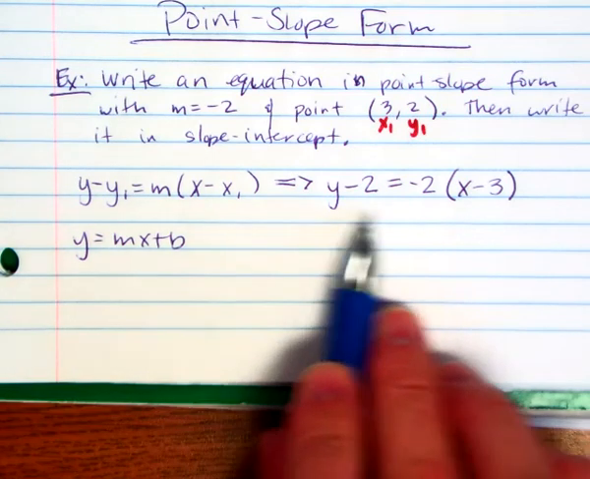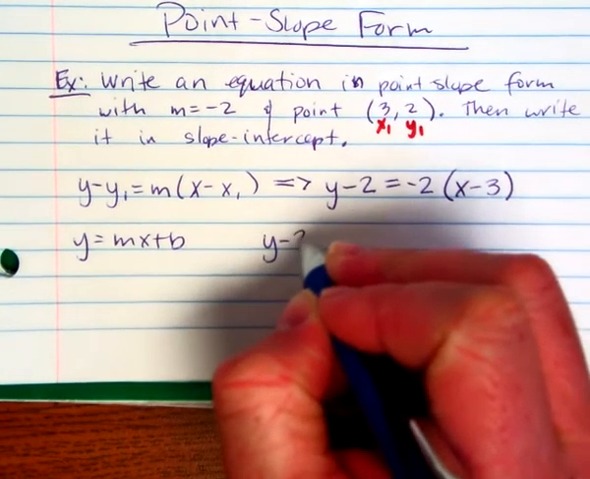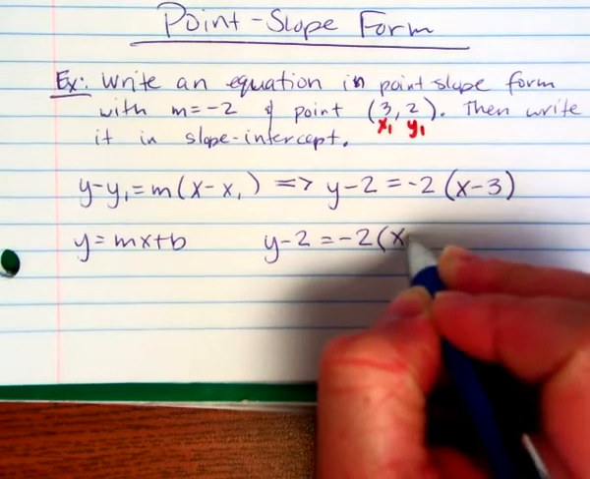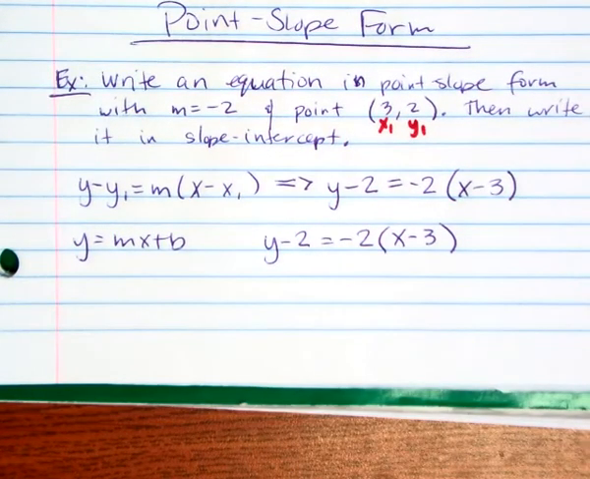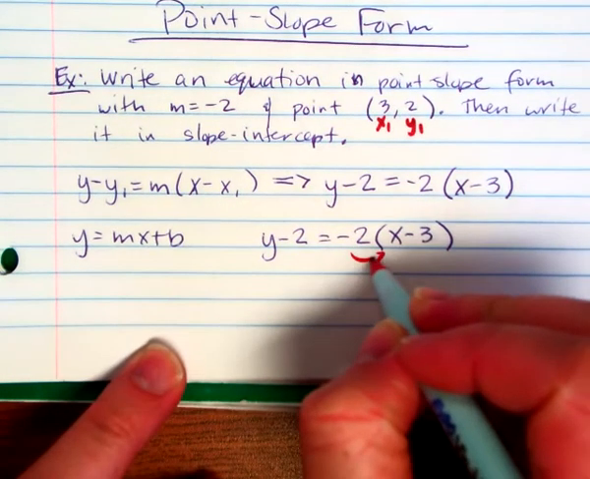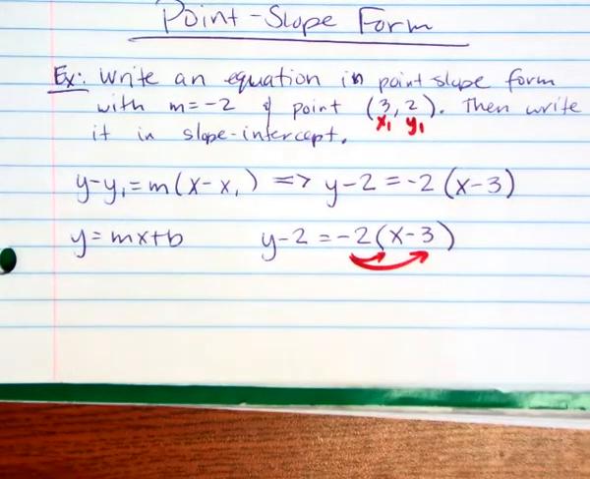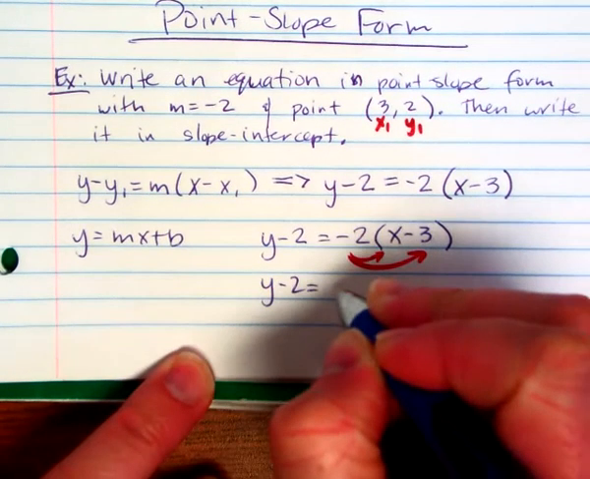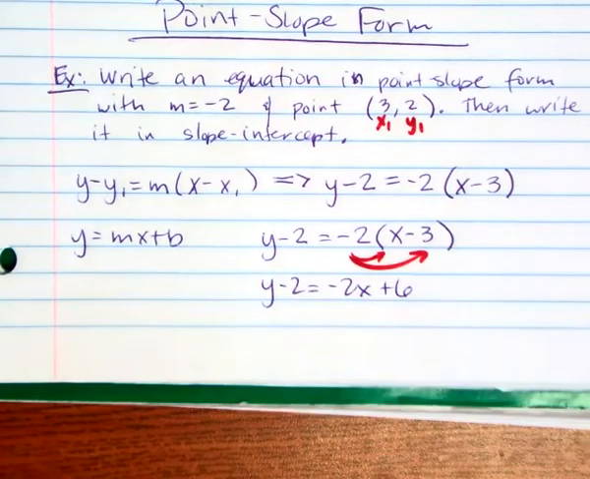We are going to take the equation we just created, and we are going to manipulate this until it looks like slope-intercept. Raise your hand if you remember how we're going to do that, or at least what the first step is. And I'll give you a hint. We have parentheses in this equation. Monique? Yes. We're going to distribute the -2 to the x and the -3. So now y minus 2 equals -2x plus 6.